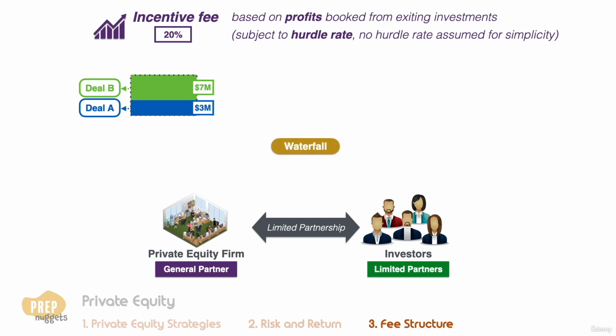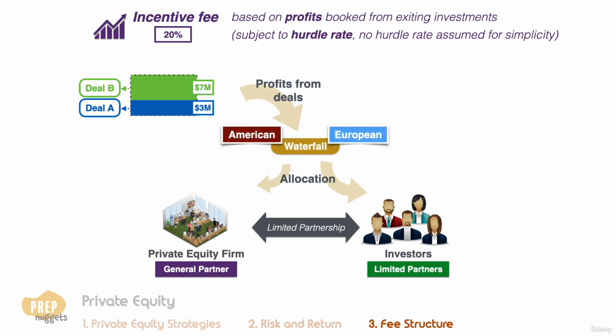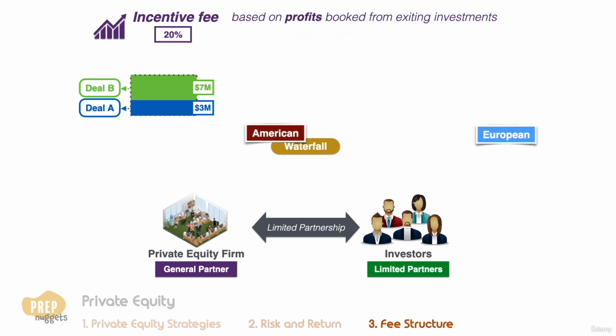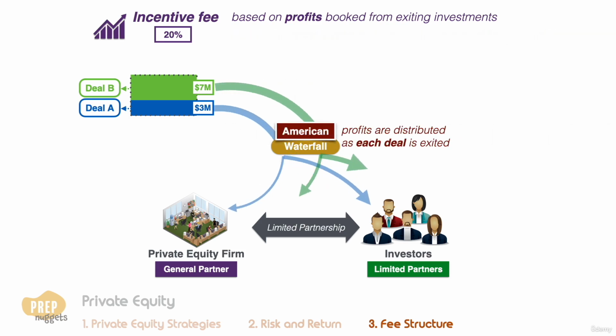A partnership's waterfall refers to the way in which profits from exiting deals are allocated to the GP and the LPs. There are two different systems, the American waterfall and European waterfall. Under an American waterfall arrangement, profits are distributed as each deal is exited and shared according to the partnership agreement. This is also known as a deal-by-deal waterfall.